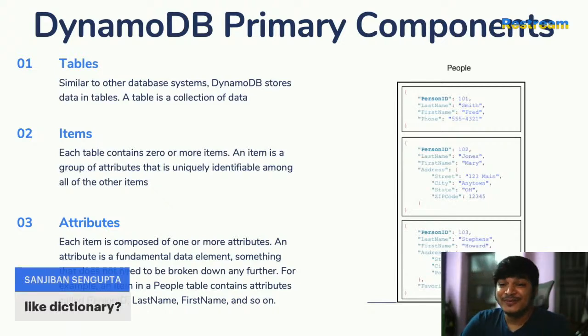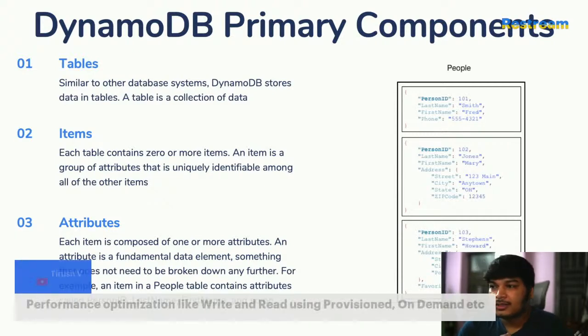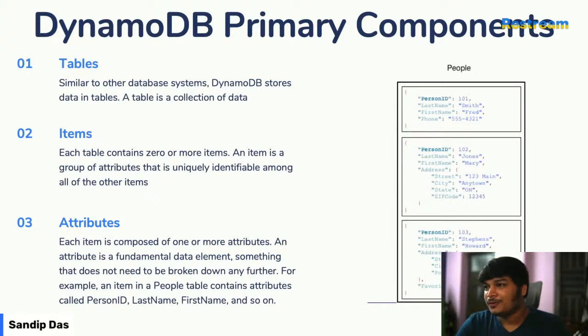Yeah, so this is a very good example. Take a dictionary. If you work with some object or dictionary kind of data format, this is what I'm talking about when I'm talking about the key value store. Another thing is performance automation, like read and write provisioning. I will talk about that as well.